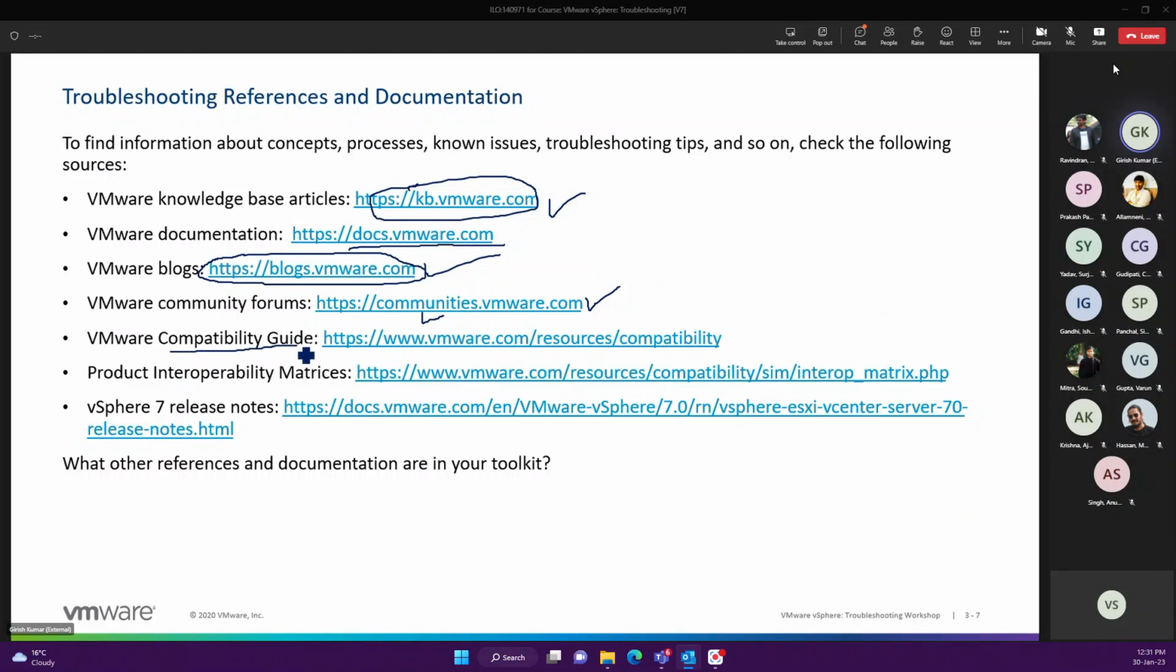The VMware compatibility guide, where you can see all the supported software and hardware as a list. Make sure all the hardware and software we are using is defined in the compatibility list. Then the product interoperability matrices and the vSphere 7 release notes. Either directly hit this URL or just do a Google search; vSphere 7 release notes will give you these links.